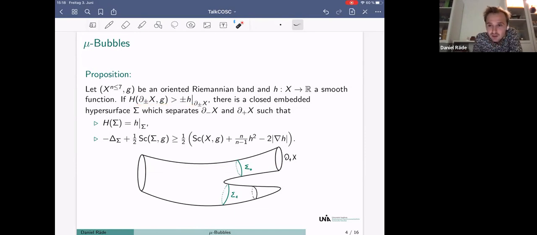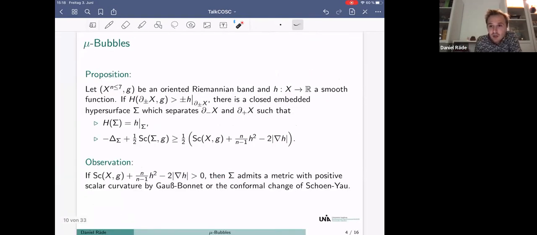So if you try to find this using the functional, you minimize it, then this tells you that you can always push in a little bit from both boundary sides. So you actually find something smooth in the interior. All right, so this is the proposition. And then we look at this operator. If you've done any positive scalar curvature geometry, you know it well. And what you know in particular is that if this one is strictly positive, then sigma will admit a PSC metric. Okay? So this is the observation we make.